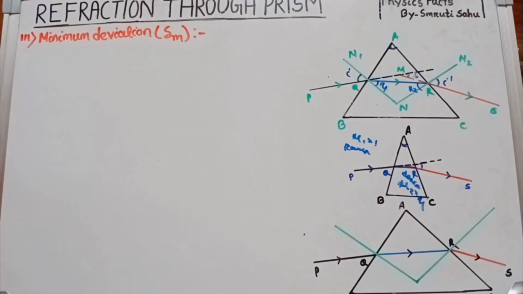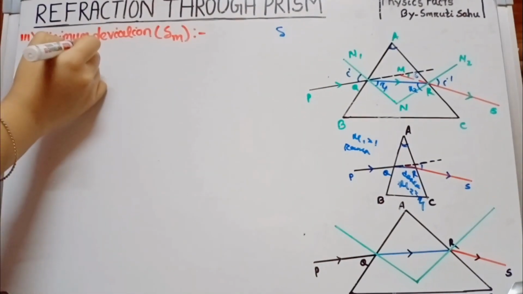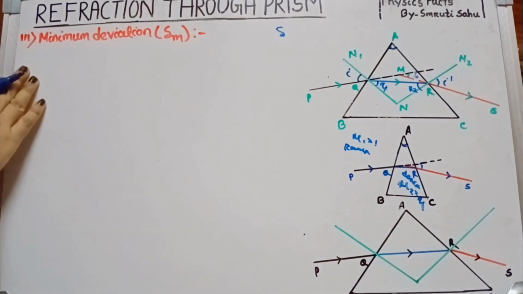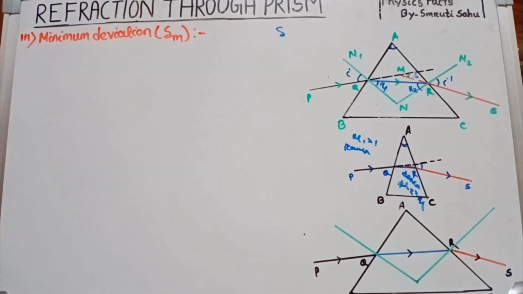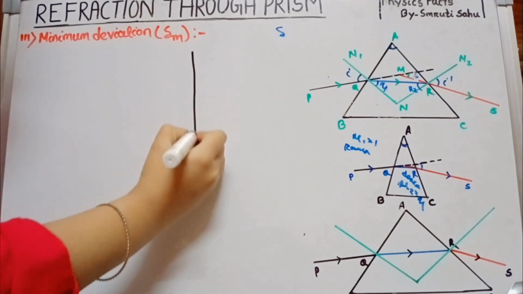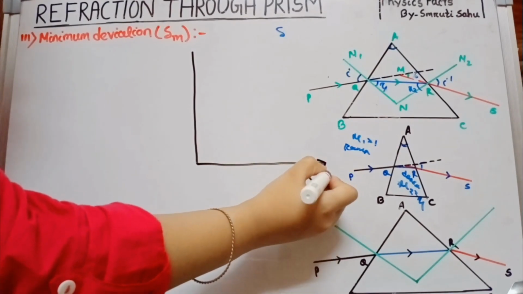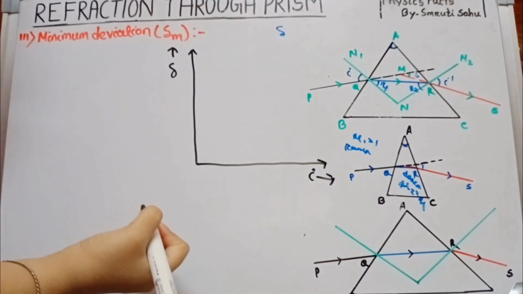Deviation angle is represented by delta, like minimum deviation is represented by delta m. Then what are the conditions of minimum deviation? Okay, first one student, here we plot a graph. Take angle of incidence along x-axis and angle of deviation along y-axis.